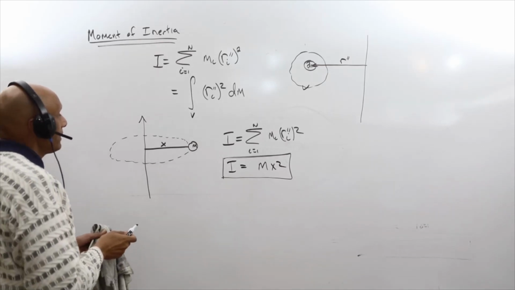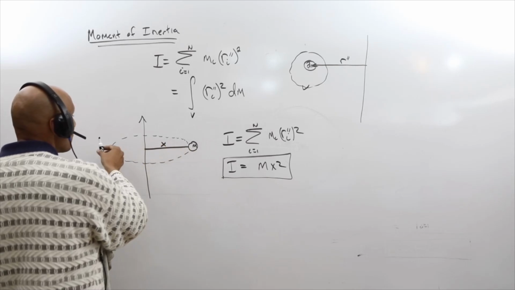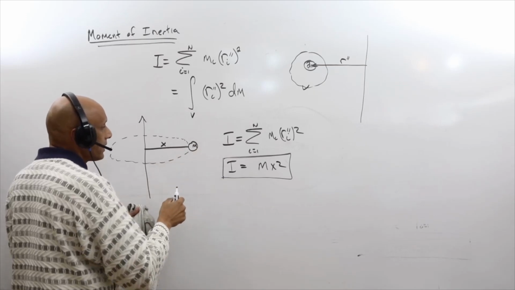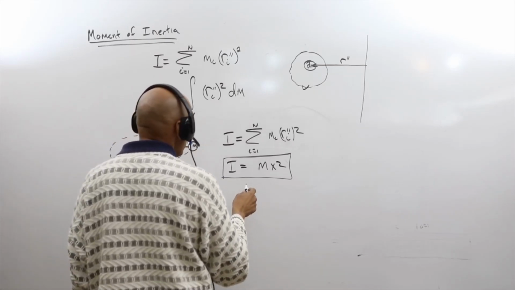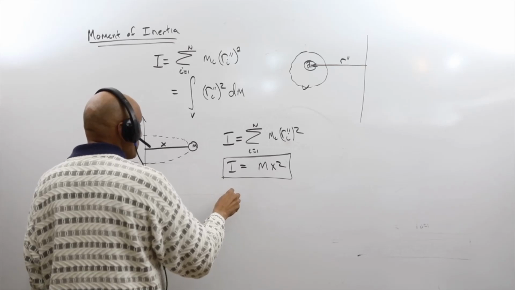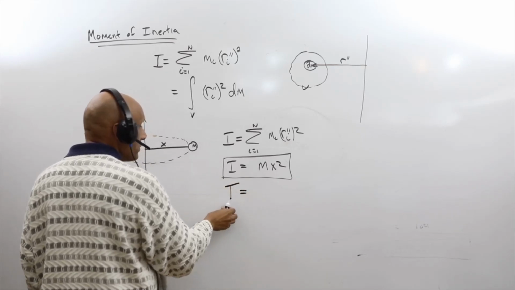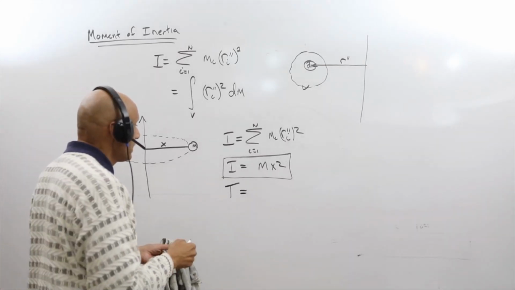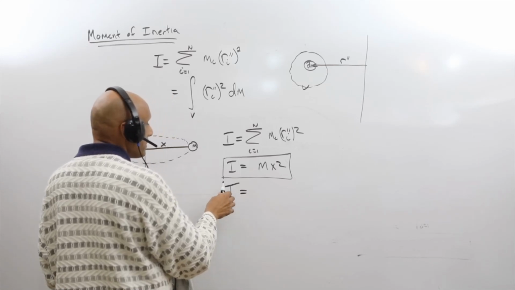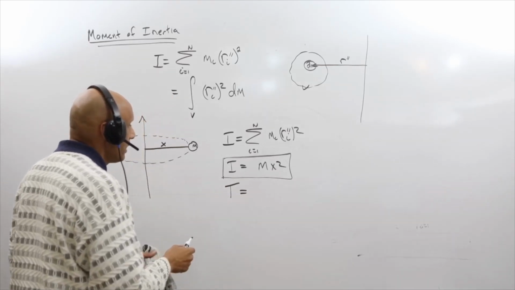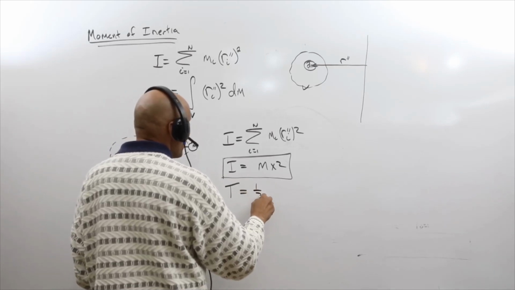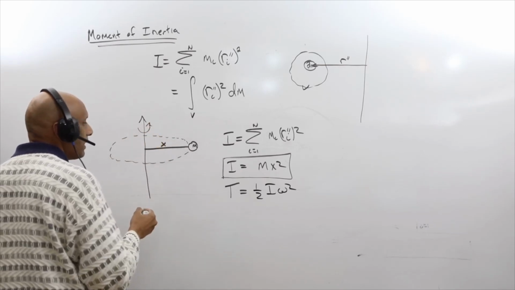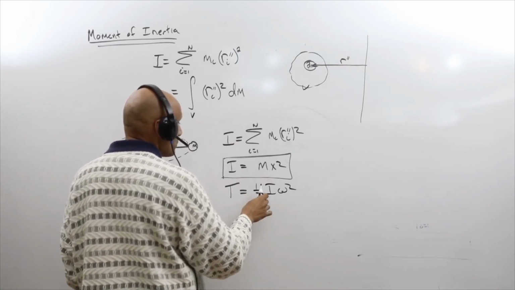If I wanted to calculate the kinetic energy associated with this object rotating around this axis, this is a point particle with mass m. I'll call the kinetic energy T. Remember, all these equations are eventually building up your understanding of the Lagrange equations of motion, and the Lagrangian I said was T minus V, where T is the kinetic energy. So the kinetic energy for this case is 1/2 I omega squared. If this thing is rotating at an angular frequency omega, the total kinetic energy is 1/2 I omega squared.